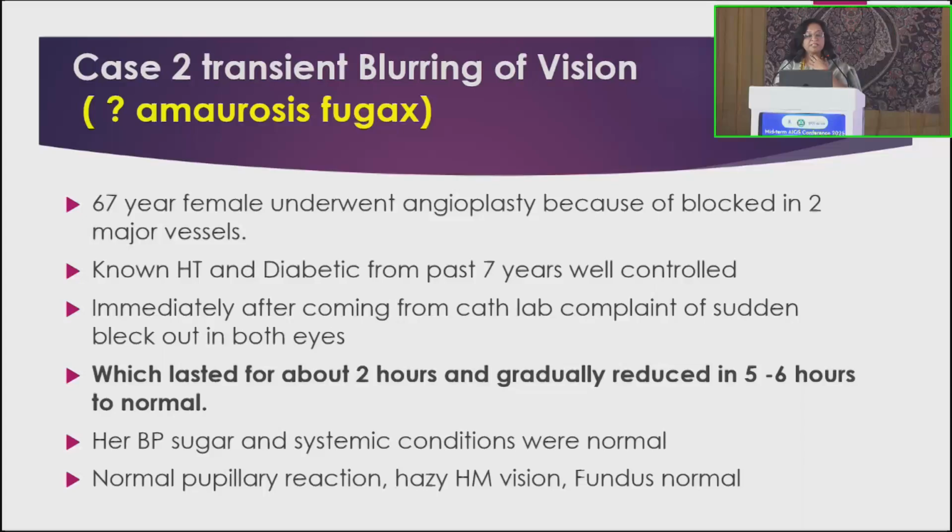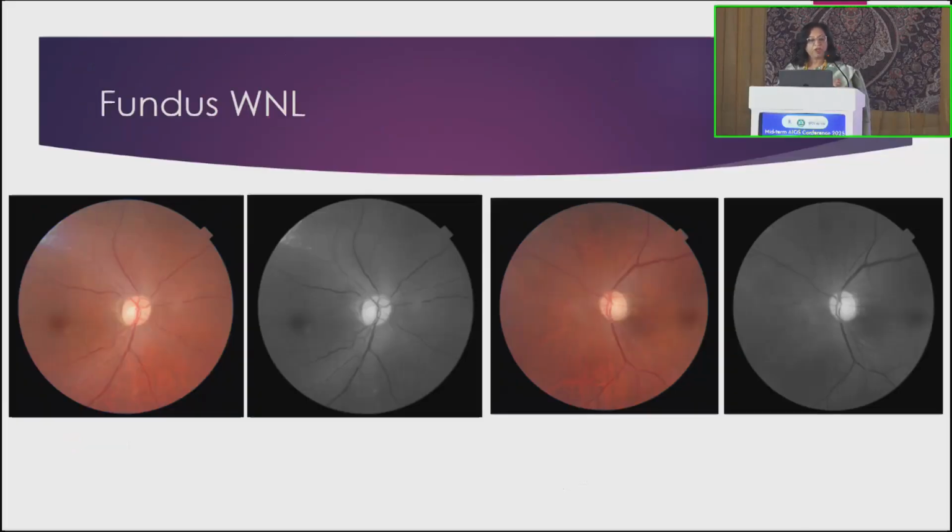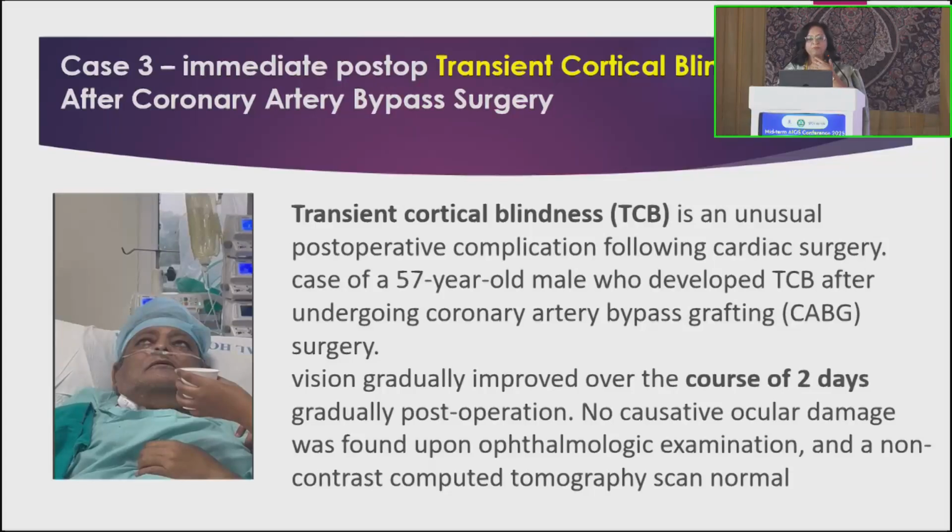My second patient, a 67-year-old female, underwent an angioplasty, and I got a call from the cath lab that this lady had not been able to see for the past 2 hours, and she was in agony about what had happened to her. I checked everything: there was no problem with the blood pressure or sugar, the fundus was normal, and the pupillary reactions were normal. We just waited and gave supportive treatment, and in 5 to 6 hours she improved. I could take the fundus picture, and it was absolutely normal. So I just labeled it amaurosis fugax. God knows what happened.